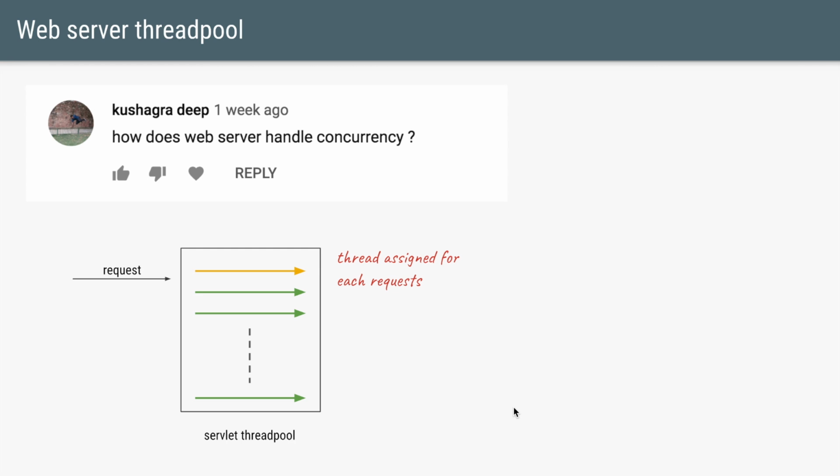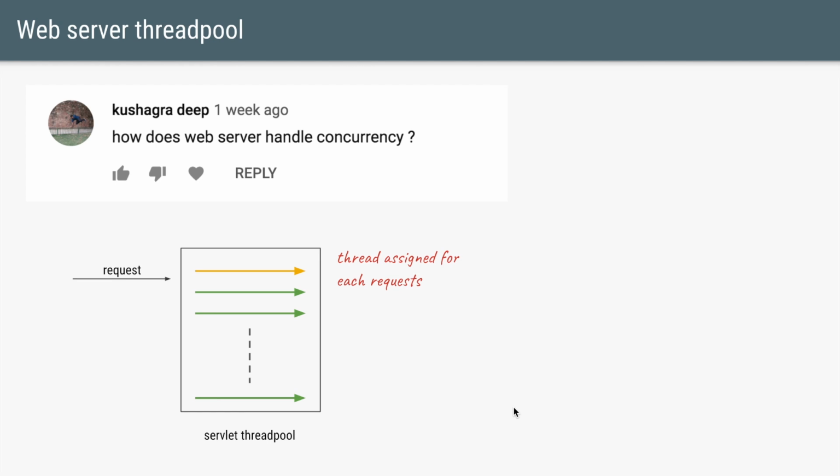So the next category of questions is concurrency. Let's start with that. The first one is, how does a web server handle concurrency? Web servers like Tomcat have a thread pool of a typical size of 200 threads. For every request, a particular thread is assigned. The request is served, the response is sent back to the user, and then the thread is free and it can go back to the pool.